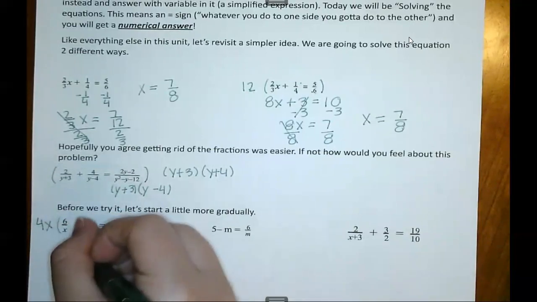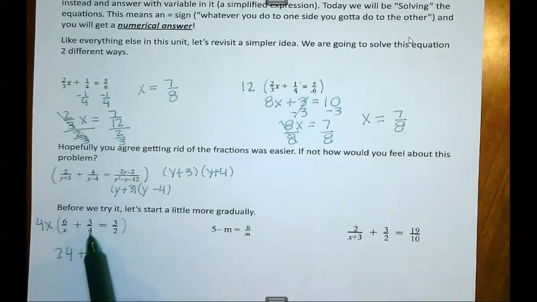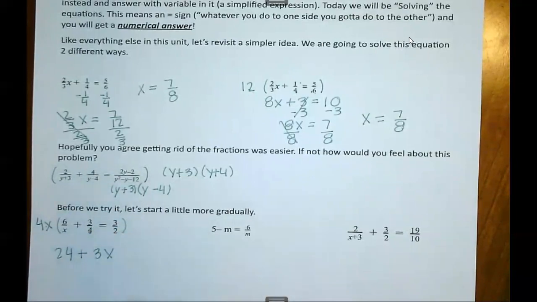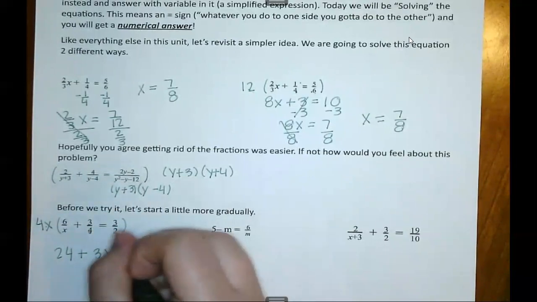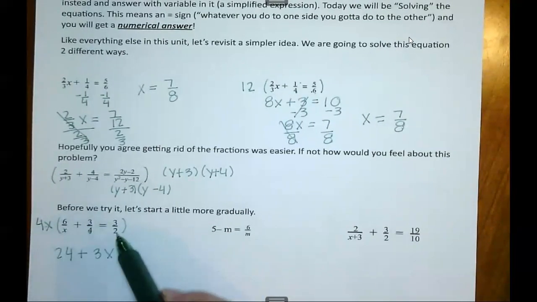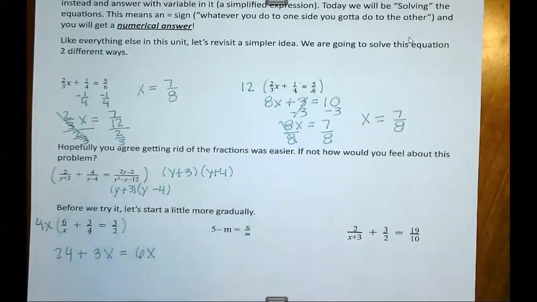All right, plus 4x divided by 4. The 4's would cancel out, so I just have x, and then x times the top, x times 3 would be 3x. Equals, so we divide by the bottom, 4x divided by 2 would be 2x. 2x times 3 would be 6x.